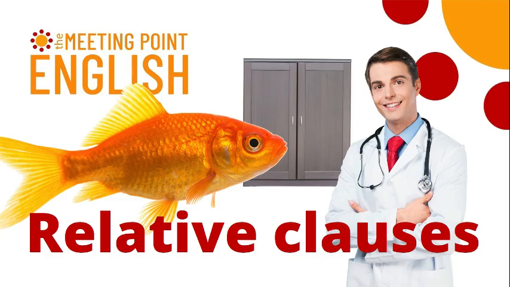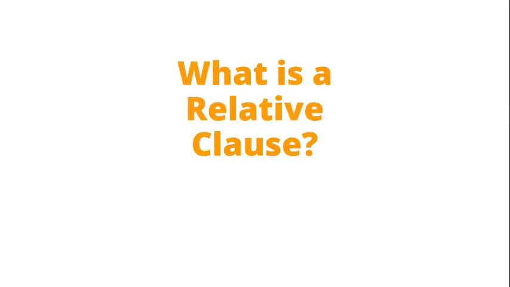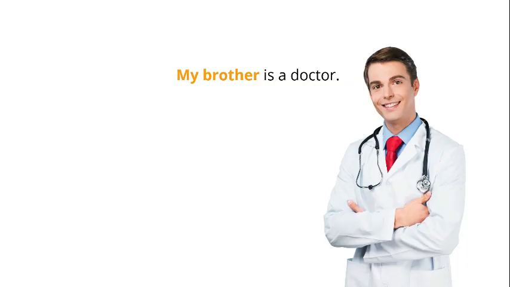And in this lesson we're talking about relative clauses. So to begin with, what is a relative clause? Now let's look at this sentence. My brother is a doctor. Here is another piece of information. My brother lives in London. So the relative clause is a way of incorporating two pieces of information into one sentence.